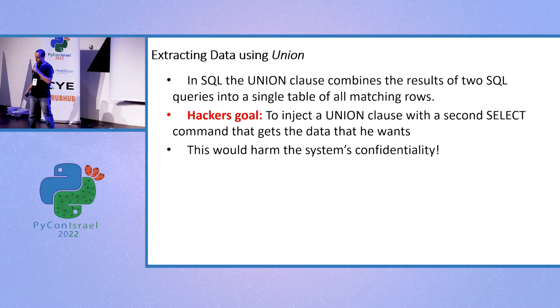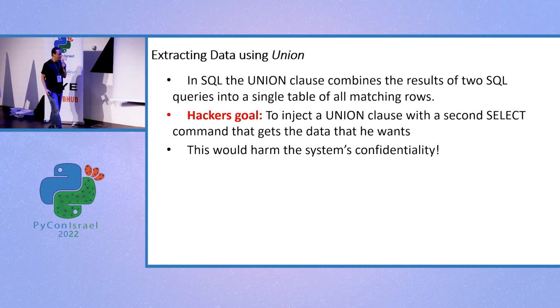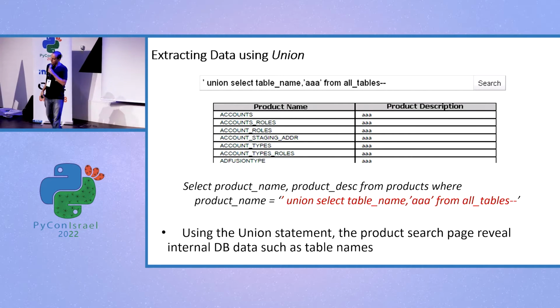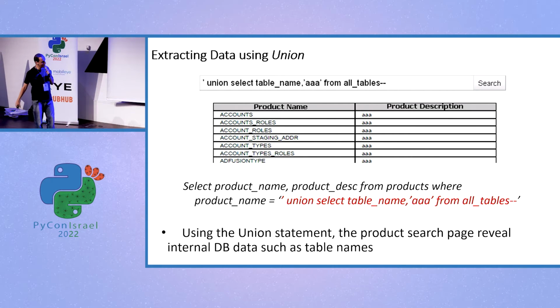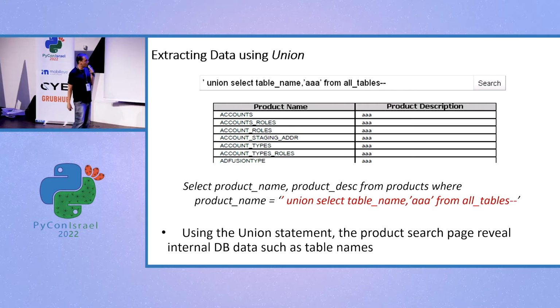Another thing that hackers do is use the union clause. A union clause basically takes 2 select statements and combines them together. And the hacker's goal is to inject a union clause and a second select statement that gets the data that he wants, for example, credit cards or credentials. And this harms system confidentiality. And this is how it looks like. Select product name and product description from product where product name equals chair. If you enter chair, you get all chairs. A very simple product search engine.